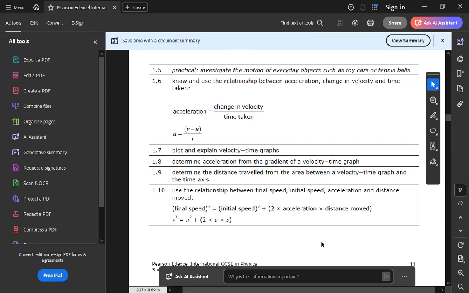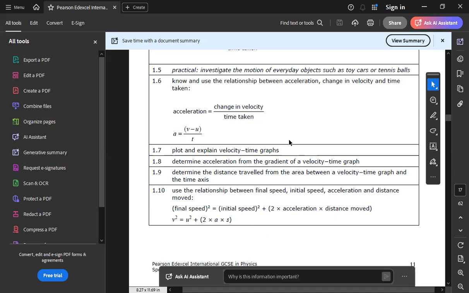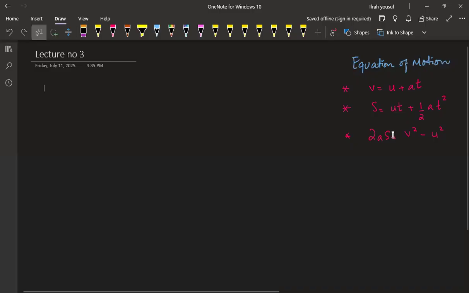We discussed this, right? And you can see here, 1.10 says to use the relation between the final speed, initial speed, acceleration and distance. So you need to keep this equation in your mind: v squared = u squared + 2as. That's the same thing that I have written here, 2as = v squared minus u squared. Clear?